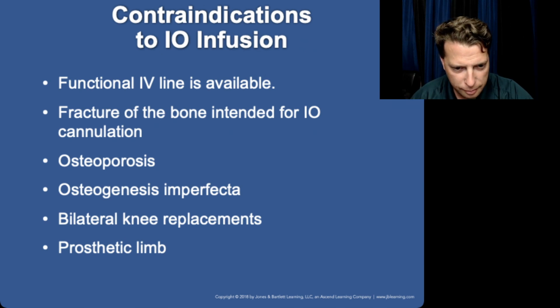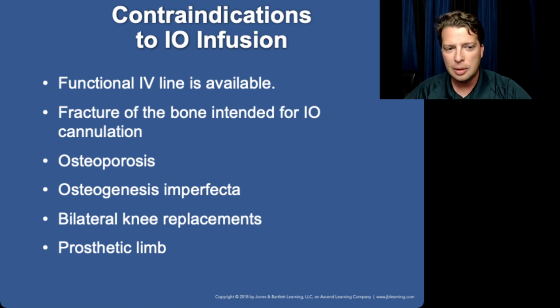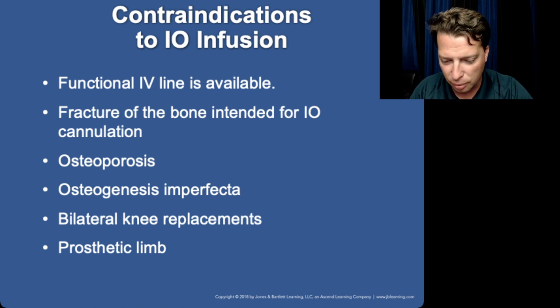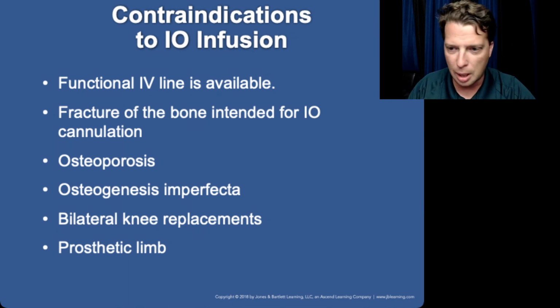Okay? Don't do that. But if the patient has a prosthetic leg on their right leg, but a leg their mama gave them on their left leg, then you can start the IO on their left leg, right? The prosthetic limb being present on one side doesn't prevent you from using the other, you know, mama-given leg.